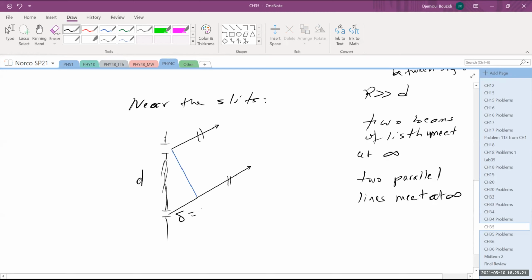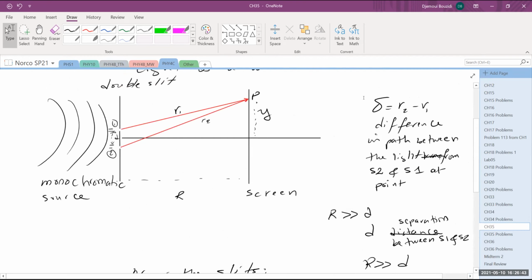So this is actually equal to R2 minus R1. So this is the difference in travel, because from this point on, after the orthogonal, they will be traveling the same distance and they will meet somewhere at infinity. Okay, so this is an approximation, and the approximation relies on R being much bigger than D. Okay, so let's look at the geometry again.